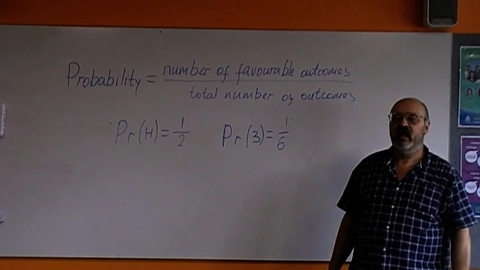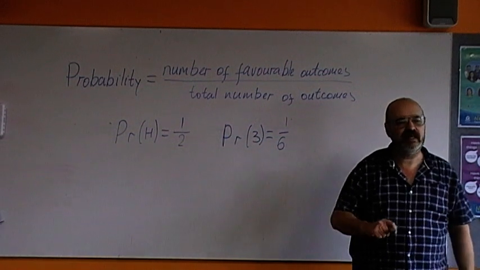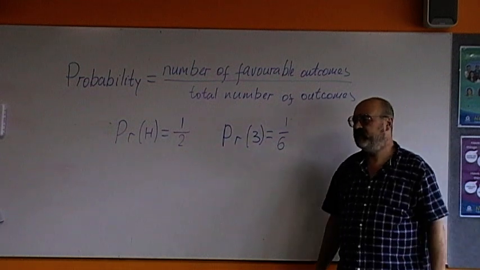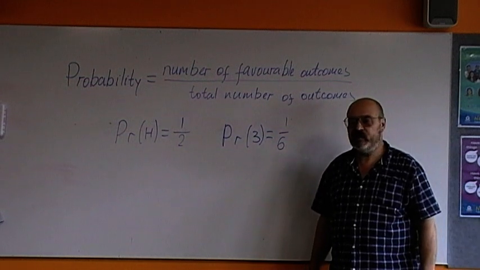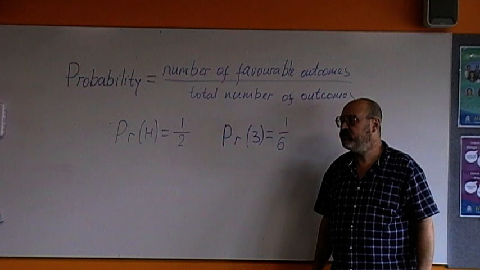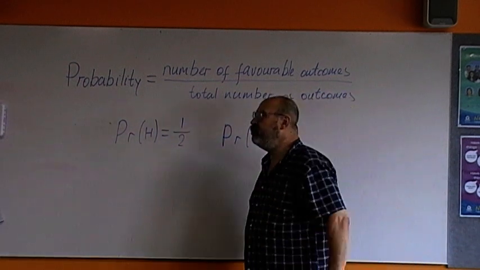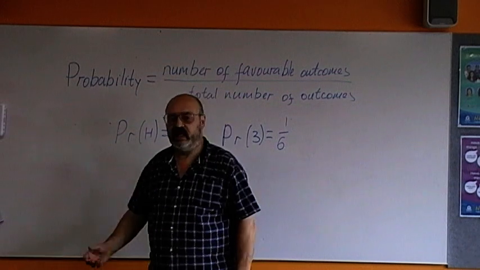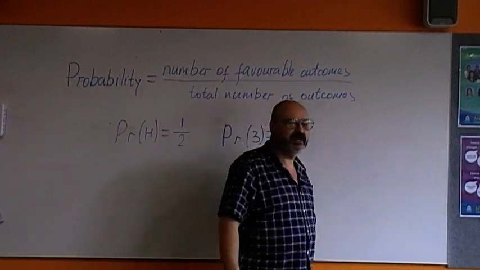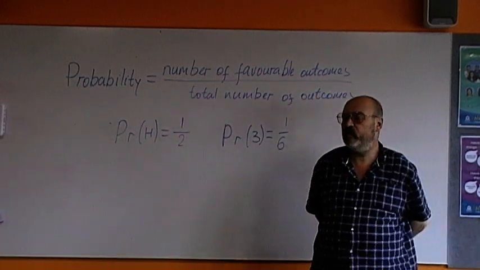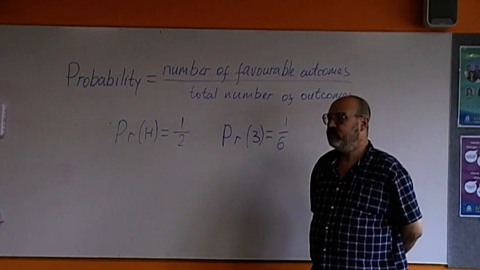Now, what is the smallest the probability can be? 0. The smallest is 0. What does it mean? Impossible. For example, if we roll a normal six-sided die, what will be the probability of getting 7? Impossible. 0.